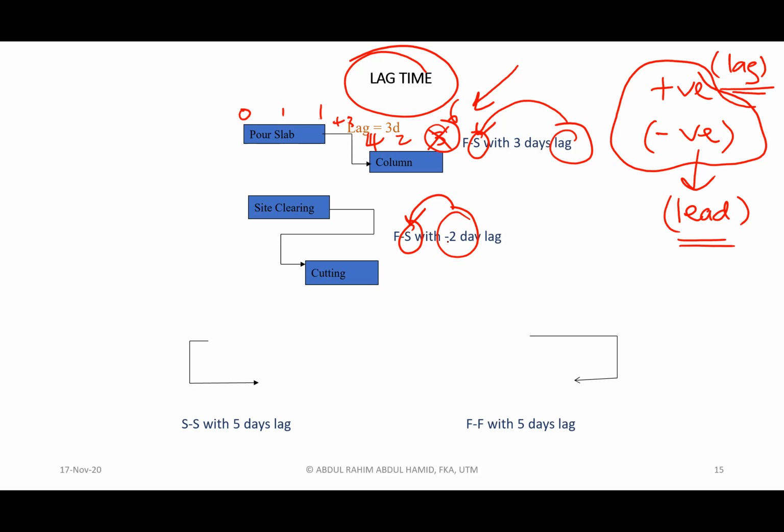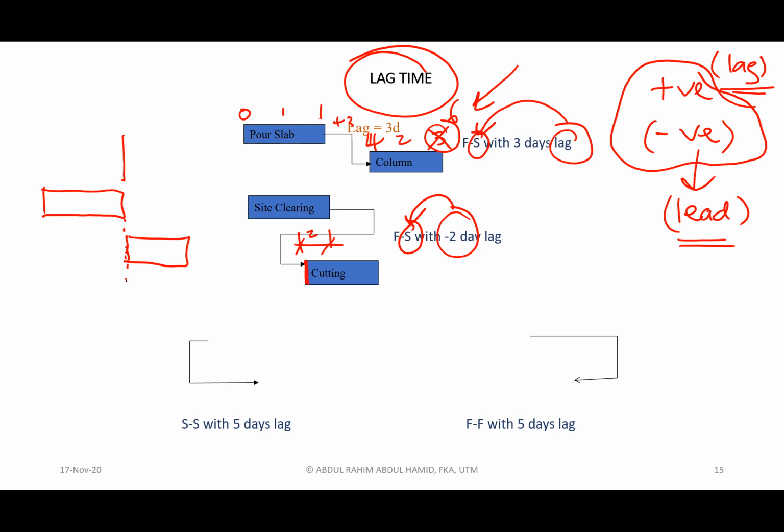So you have 2 days. 2 days meaning to say from this period, let's draw as if this is a bar chart in terms of time scale. This is what we call 2 days. You start this activity a little bit earlier than what is supposed to be. Let's say FS without the delay. Normally you will draw something like this: site clearing and then the following activity will start immediately.